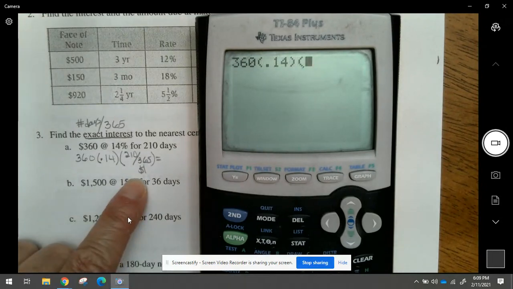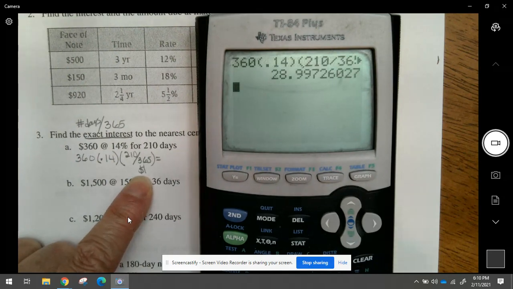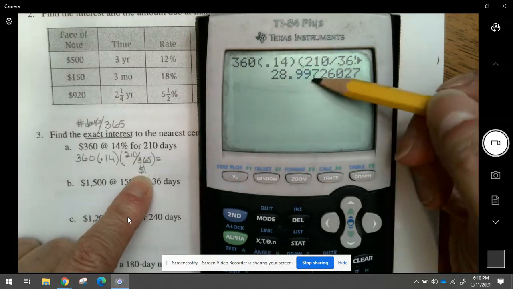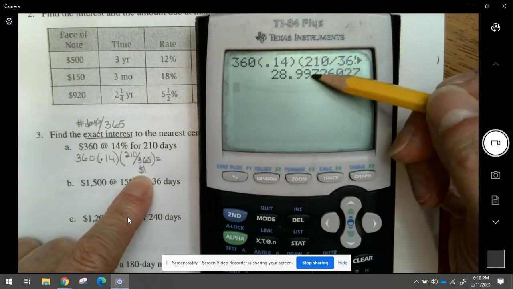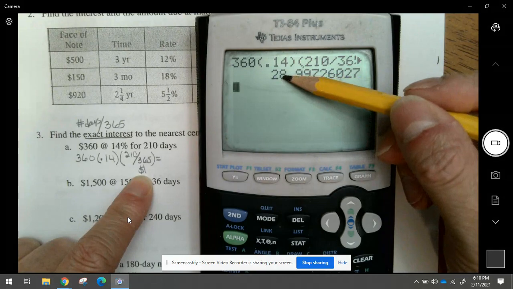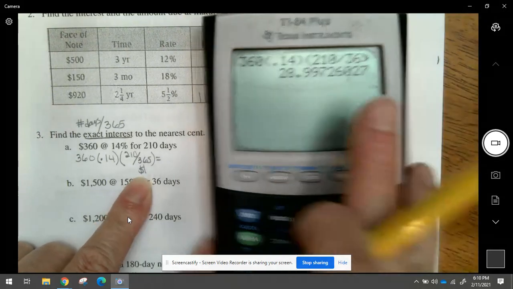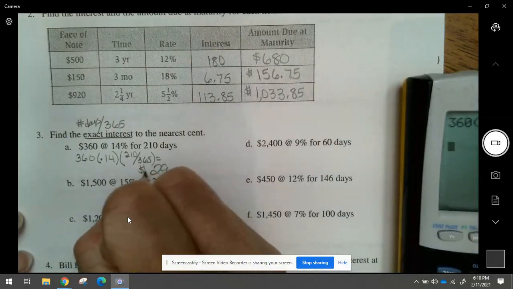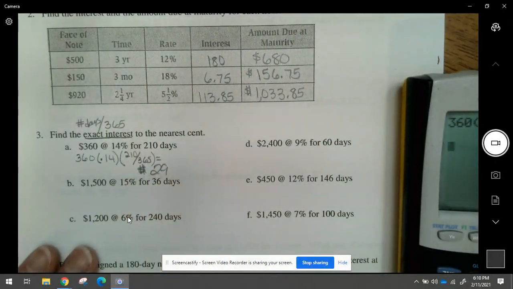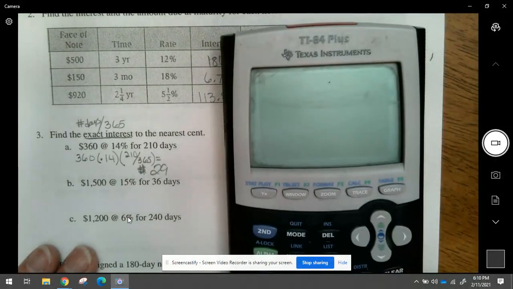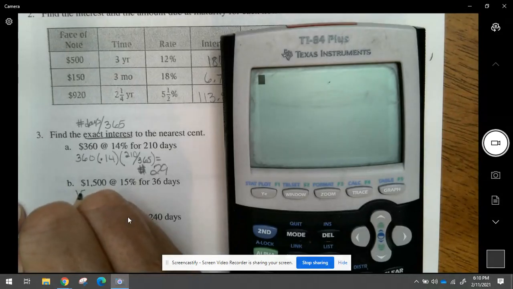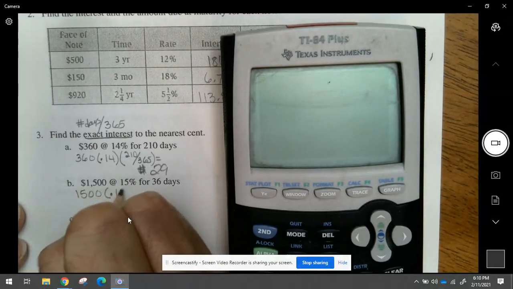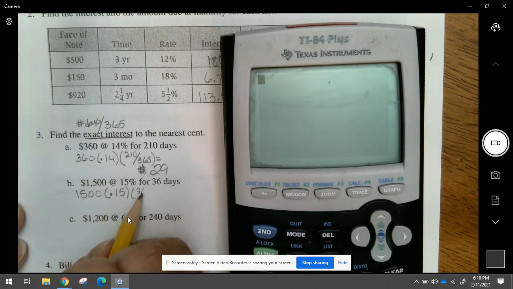And this is where you can just use your calculator. 210, divide by button, 365. We get $28.99. And see this 7 sitting here? We need to round this up to the nearest whole dollar. So this whole amount becomes $29. Okay, same skills for letter B, 1500 times 0.15 times 36 over 365.